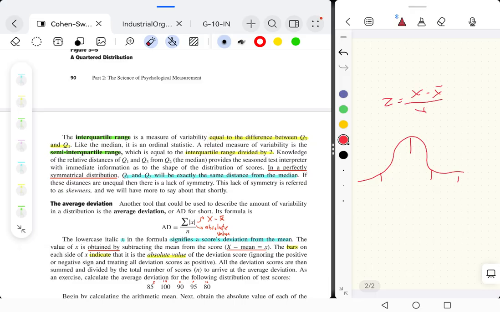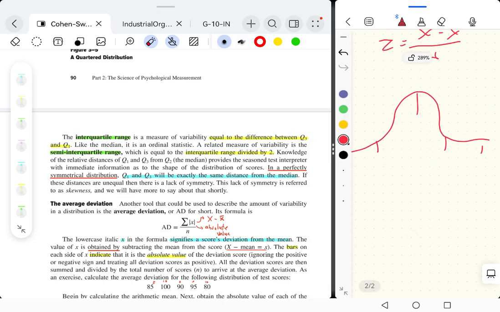To be more frank, the interquartile range is a measure of variability equal to the difference between Q3 and Q1. So all you have to do to get the interquartile range is subtract Q1 from Q3, and that's pretty much it.